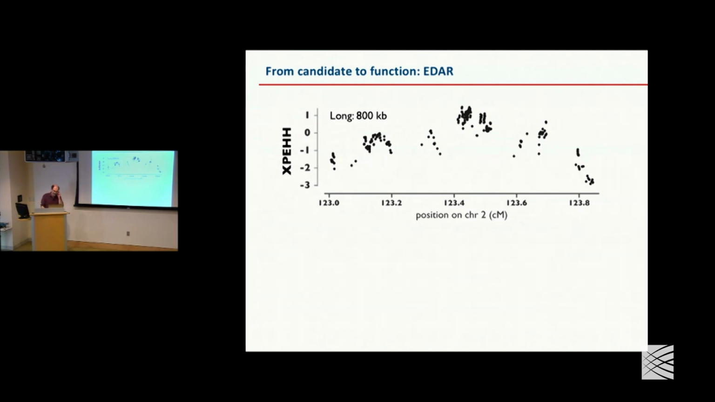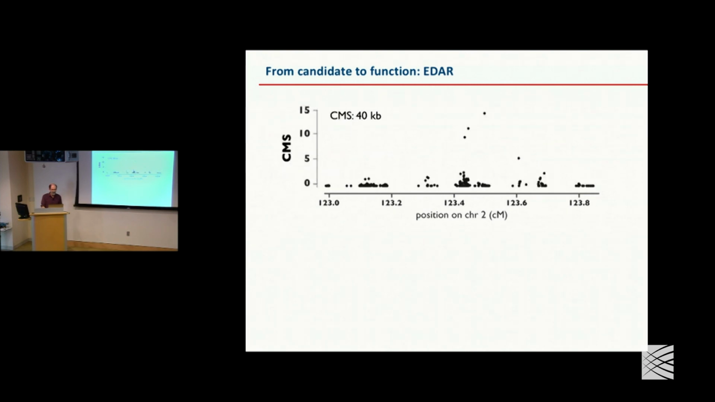Here's one example of doing the work, of figuring out what's going on, of taking a candidate. This is a candidate region on chromosome 2. This is a signal for selection in the East Asian population. And this was a long haplotype, like 800 kb. There was evidence for selection in this region. If you did what I said before, combined different signals, it made things a lot better. There were only a handful of candidates then, those few black dots.